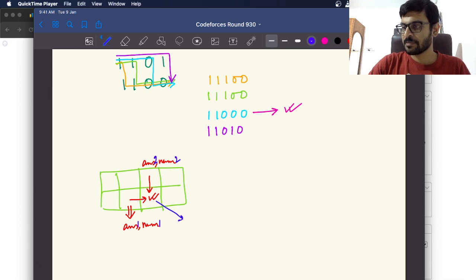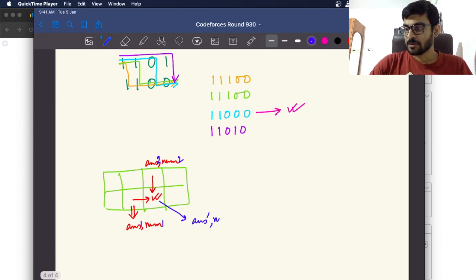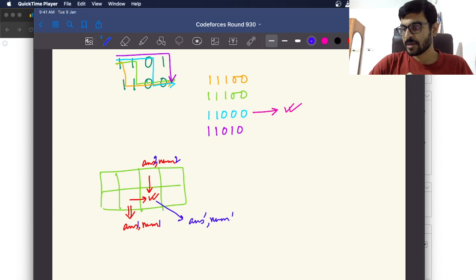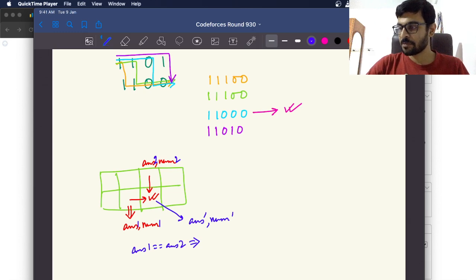So this carries the better answer, the answer dash, let's say, and the corresponding number. Now in case my answer 1 is equal to answer 2, that means both left and top give me the same thing. So I will take the number from both of them. So num1 plus num2 is my total number of possibilities.